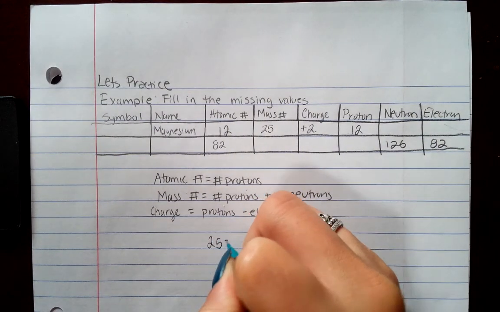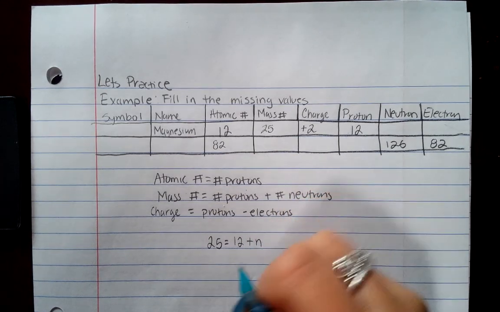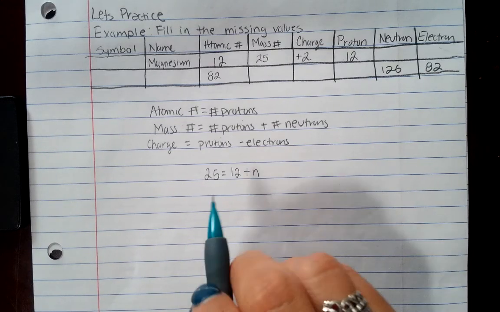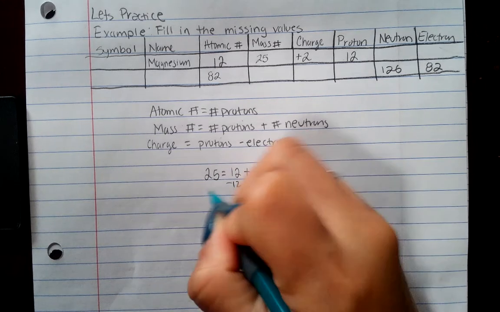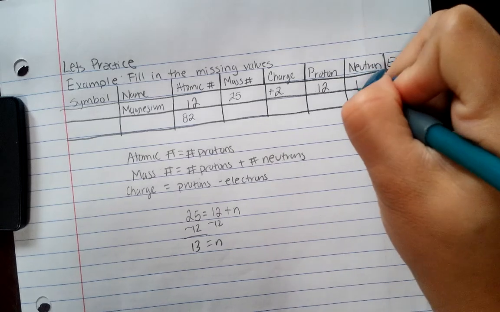So if we have 25 as the mass number with 12 protons, we can figure out neutrons right here. Okay, again, subtract 12, subtract 12. This is easy math. 13 equals the number of neutrons.